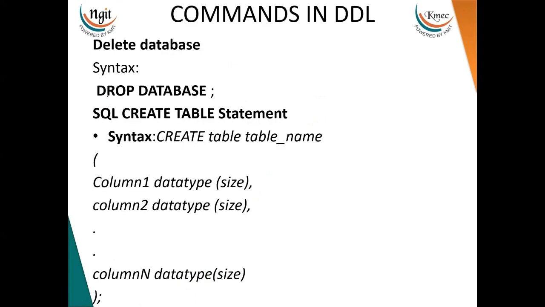Now, I just wanted to delete the database which I have already created. In order to delete the database, we are going to use the command called drop database. In place of database, you have to write the name of the database which you wanted to delete. So, drop, the name of the database that the user wanted to delete, and a semicolon.